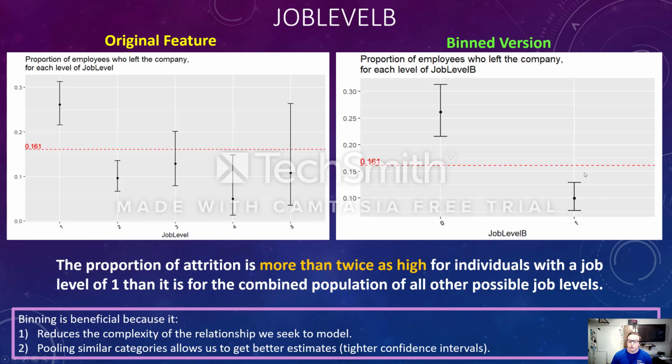And so there are 2 benefits to doing this. The first, as you can see, in this combined 2 through 5 group, the error bars are much tighter, so we get a much better estimate of the proportion of attrition within the group. And next, what we've done is we've simplified the relationship. So if we can take 5 bins and make it 2 bins without losing too much information, then we have a simpler relationship for our model to learn. Our model will be more productive at finding the relationship between job level and attrition.